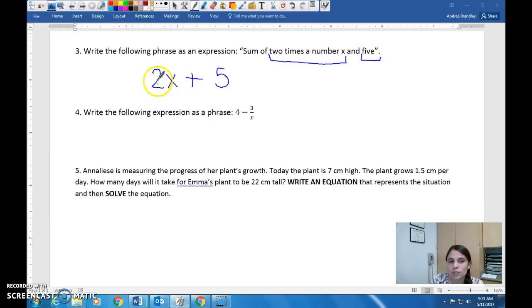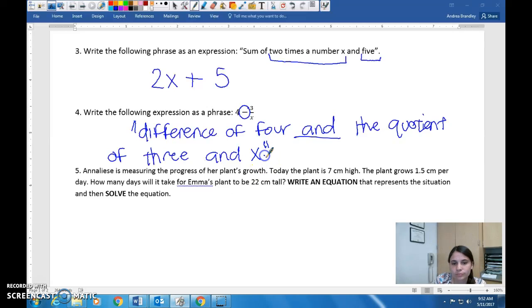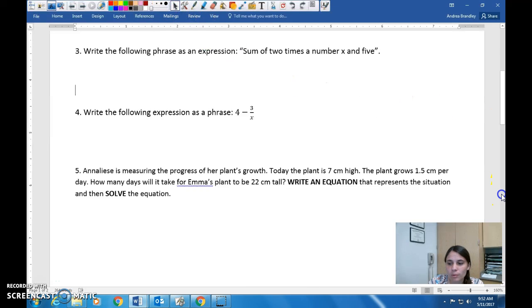So this phrase can be written as 2x plus 5. Then I'm going to do that backwards to write the expression for number 4. I have this minus right here, and the word for minus is difference. So I know I'm going to start with the difference of 4, and the quotient, this dividing line is quotient, of 3 and x. Perfect.